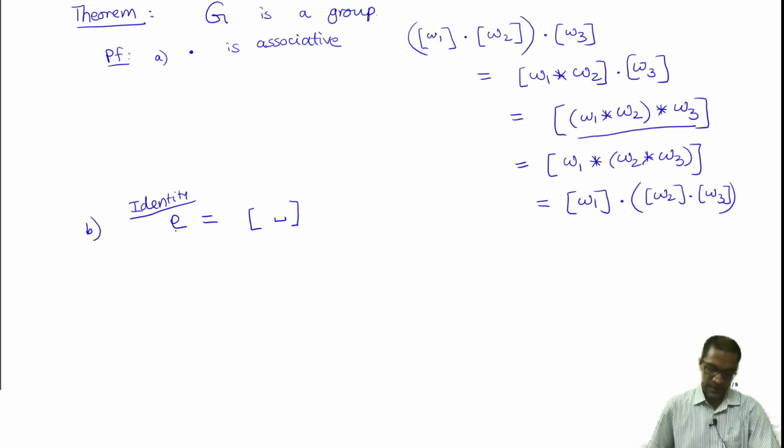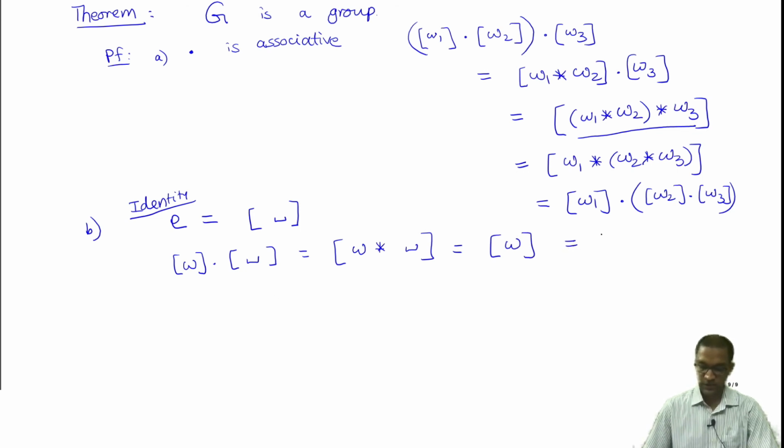The claim is that it serves as an identity, again by definition, because the multiplication just says that for any word W, if I multiply it with the equivalence class of the empty word, I just have to concatenate W with the empty word, but that's just W. And observe the same logic holds in the other order. If I hit the equivalence class of the empty word with W on the right, then of course it gives me W.